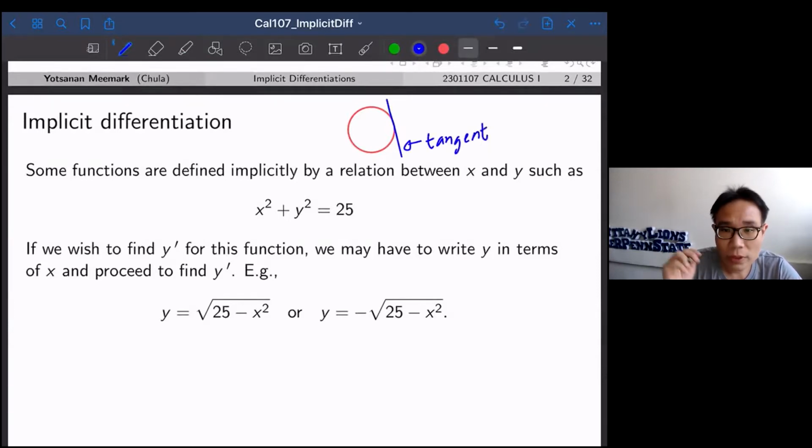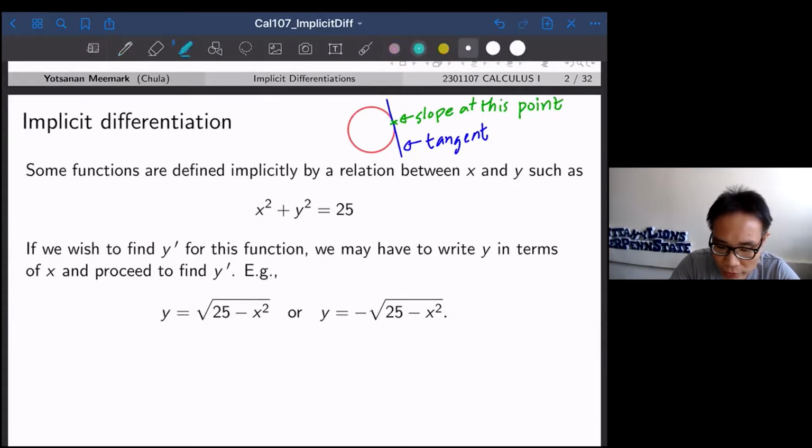So the thing that you need will be the slope of this tangent line at the point here. So you need the slope at this point. And in order to obtain the slope, you know that the slope is the same thing as derivative of the function. So in this case, we're gonna find derivative of this function. So we need to find what is y.